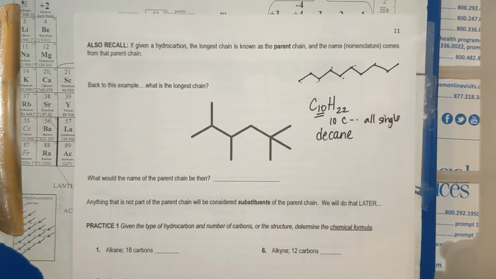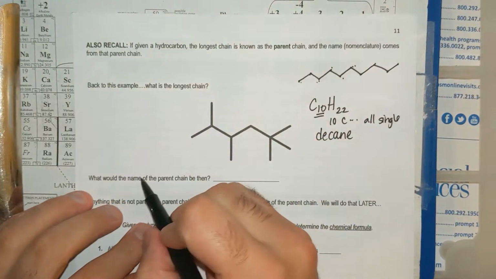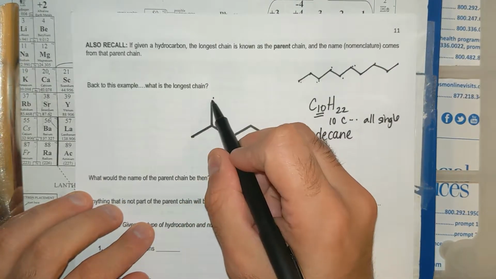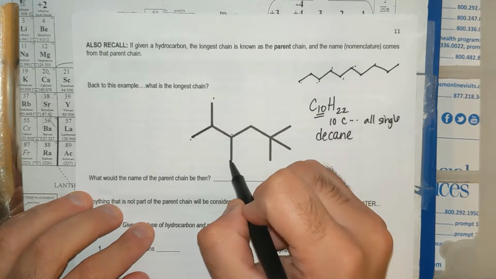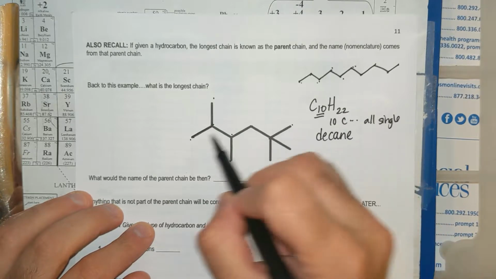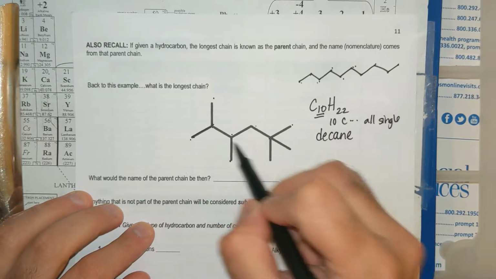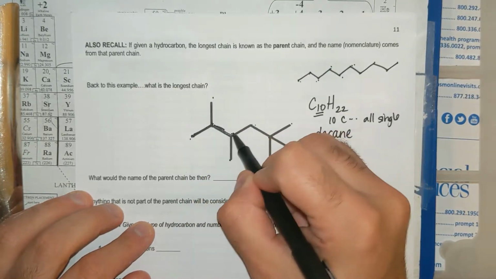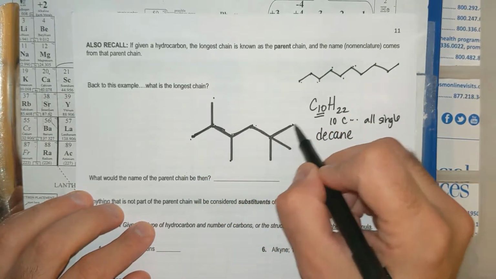Remember from our notes from our previous class, I need to find the longest chain. So if I wanted to find the longest chain, let me see. 1, 2, 3. That's not enough. 1, 2, 3, 4. I could definitely go longer. 1, 2, 3, 4, 5, 6. It doesn't matter. No matter what, I get my longest chain right here.